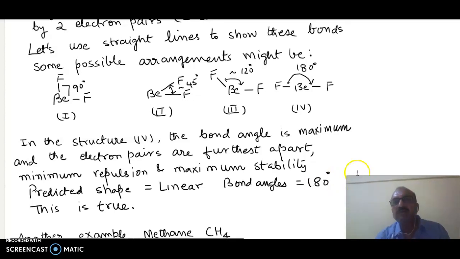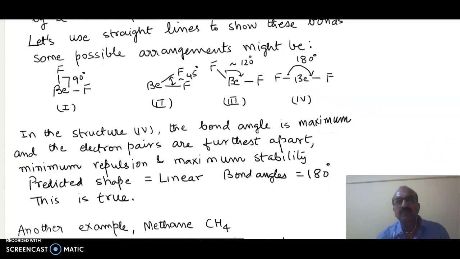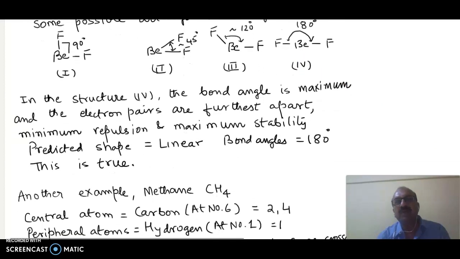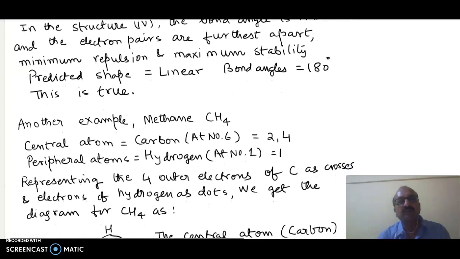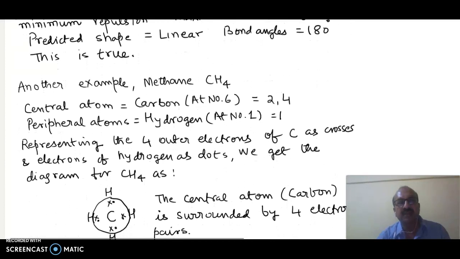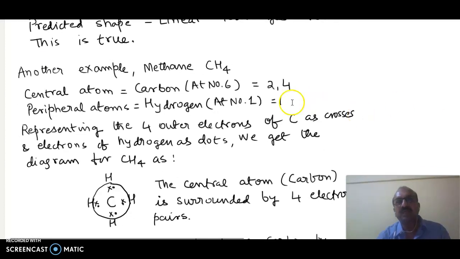So this is how we have tried to understand how the electron pairs will arrange around the central atom to give the molecule maximum stability. Beryllium fluoride is found to be linear in shape and the bond angles are 180 degrees. Now let's consider another example, that of methane. The central atom here is carbon, whose atomic number is 6. So the electrons are arranged as 2 and 4. The peripheral atoms are the hydrogen atoms, whose atomic number is 1 and they have just 1 electron.